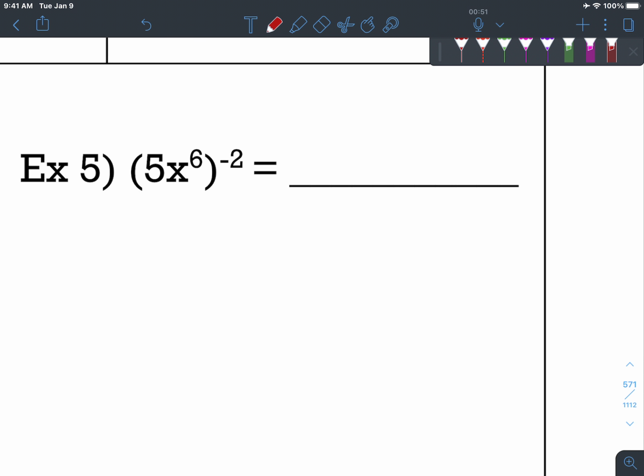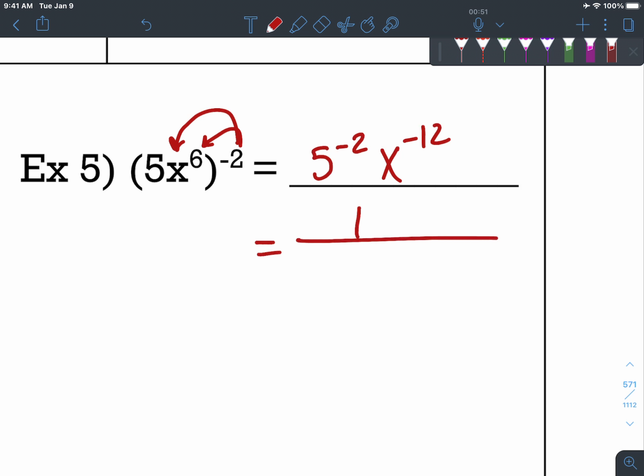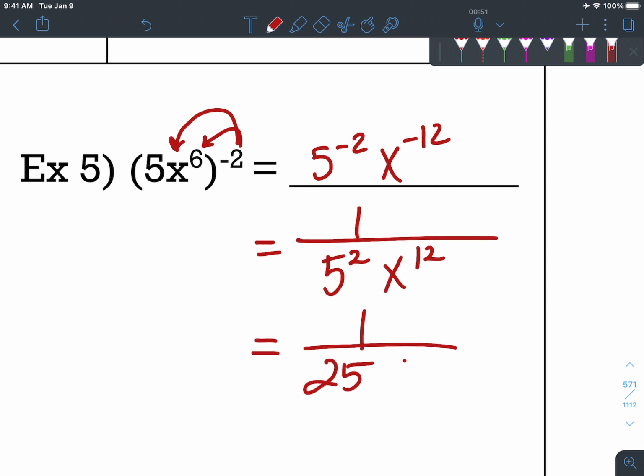So here we're doing that fancy distribution. So 5 to the power of -2, x to the power of -12. It's a lot going on. Let's go ahead and simplify them by getting rid of those negative exponents. And I'm done.